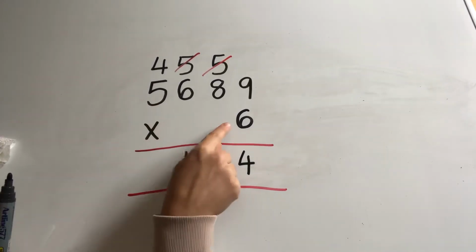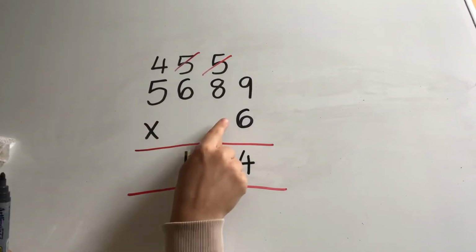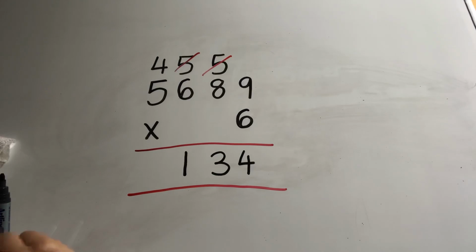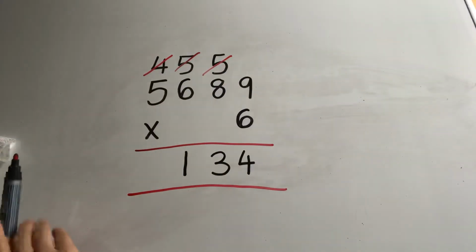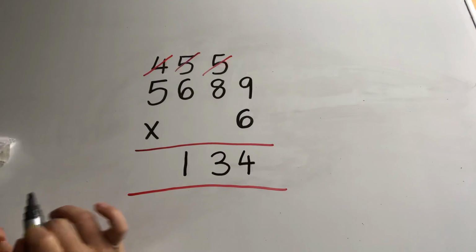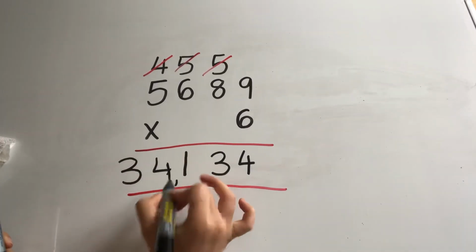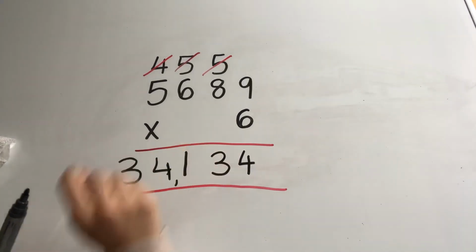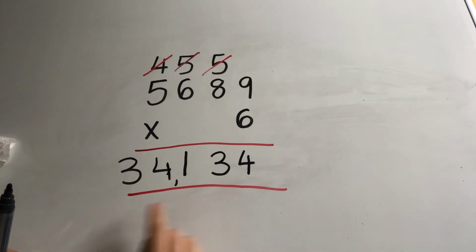Last one, we need to multiply our 6 by our thousands number. So 6 groups of 5. So this is where we can use our 5 times tables, and I know that is 30. I need to remember to add my carried number of 4. So 30 add 4 is 34. Because we don't have any 10,000s number, we write it all down. So our product of 6 groups of 5,689 equals 34,134.